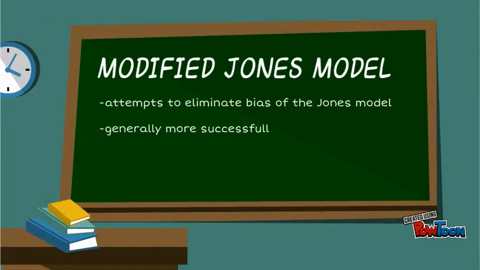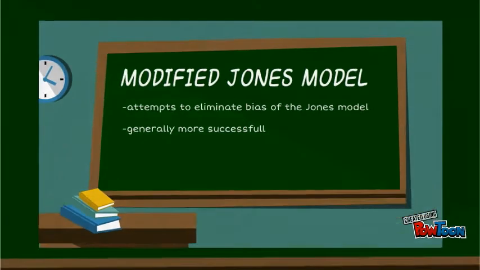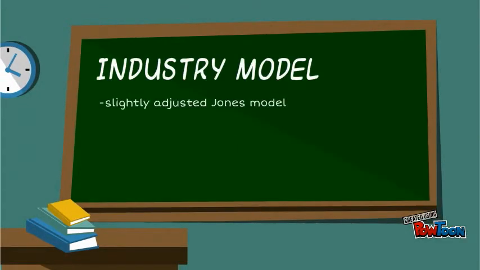The modified Jones model attempts to eliminate the conjecture tendency of the Jones model by adjusting the change in revenues for the change in receivables. If this modified model is successful, then the estimation of earnings management is no longer biased, which was a limitation of the Jones model. The industry model is a slightly adjusted version of the Jones model because it focuses on the variation in non-discretionary accruals across firms in the same industry.